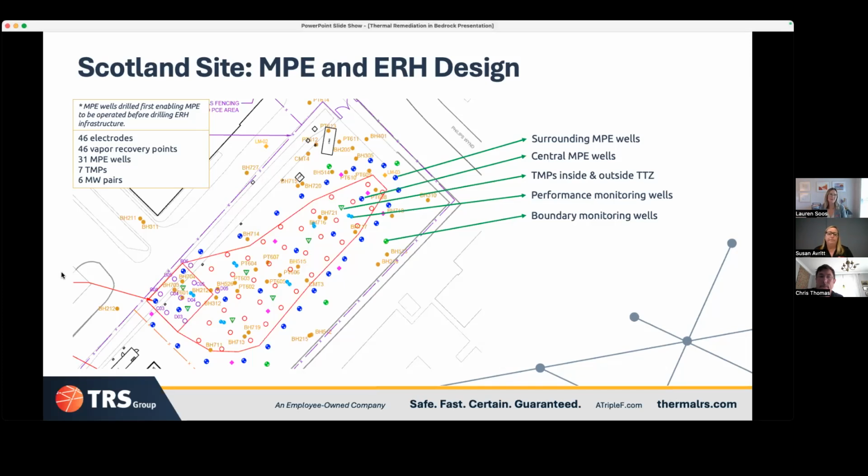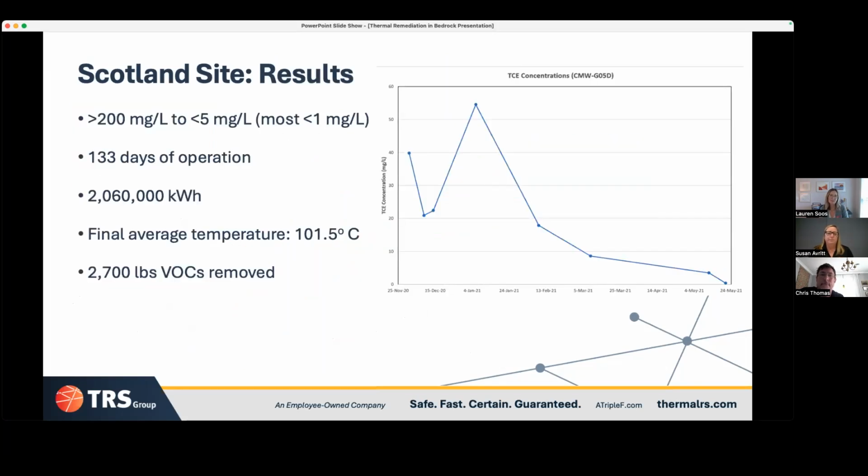Mike Aberton has a question in the Q&A right now about the design and the optimization of these systems. So hopefully that answered the question, Mike. But it's certainly an iterative process. It definitely was on this site in Scotland, right, Susan? It was a constant optimization and adjustments being made in the field. Definitely. Perhaps you continue and just talk through some of the results that were achieved.